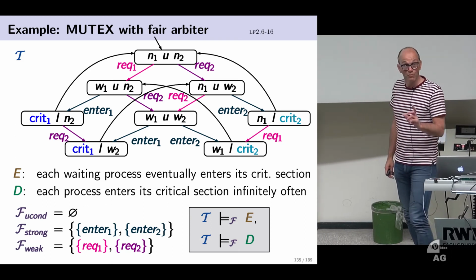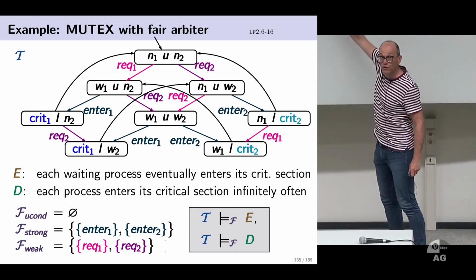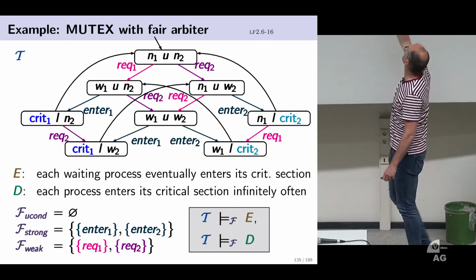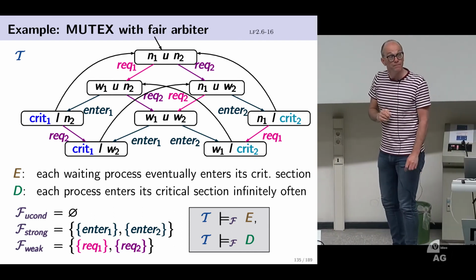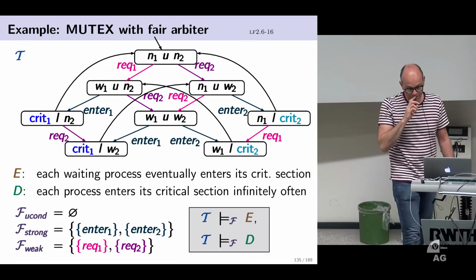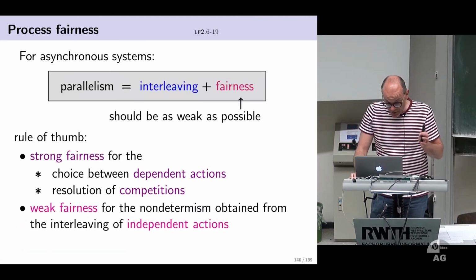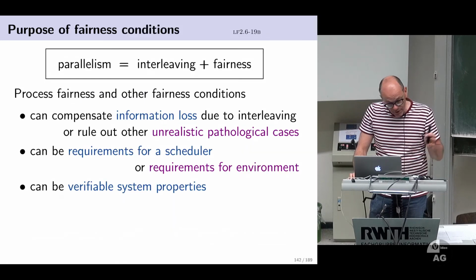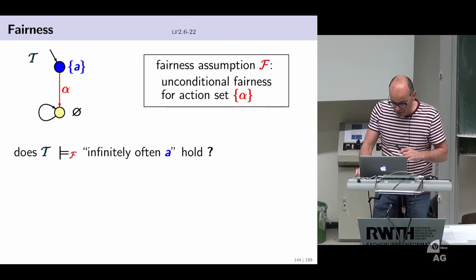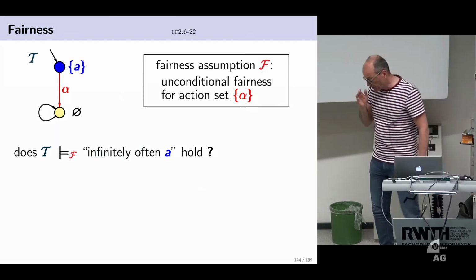Okay? So I hope you see that you need the combination of those two to be able to satisfy both E and D. Good. The same for process fairness, for interleaving and so on. I skip this because it's basically the same.